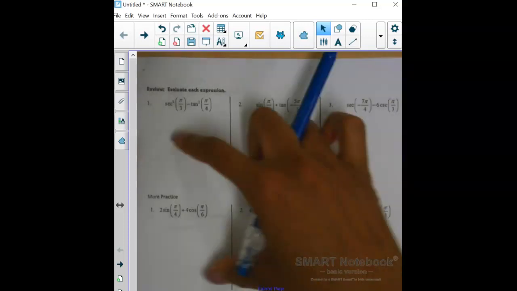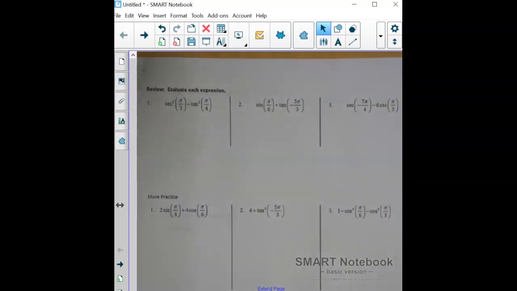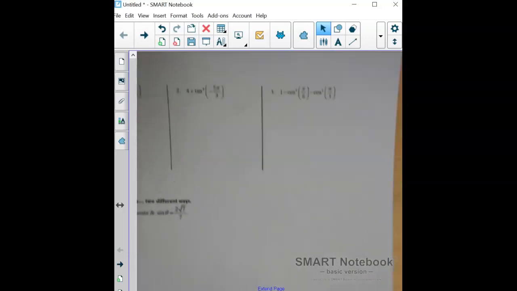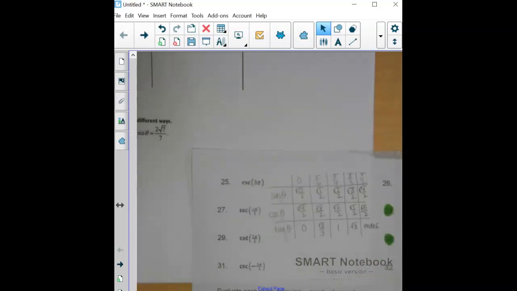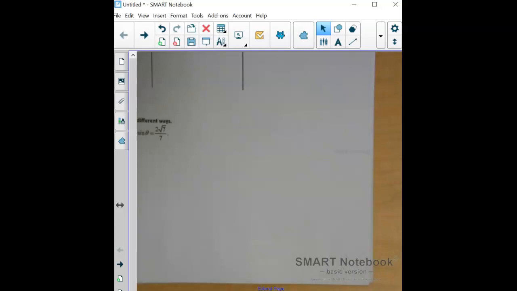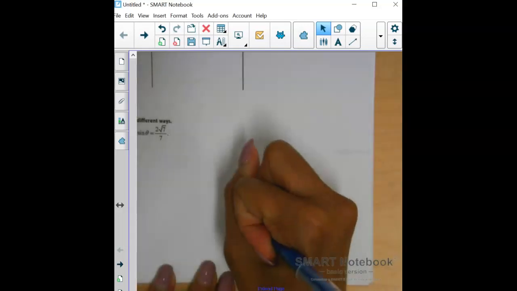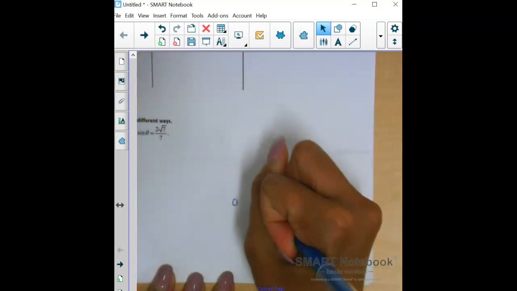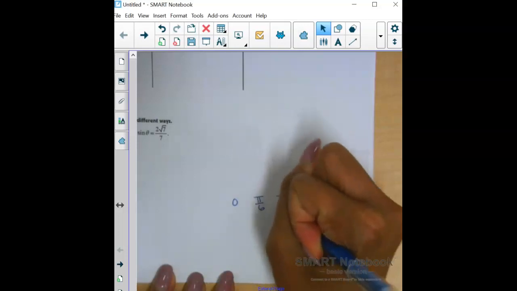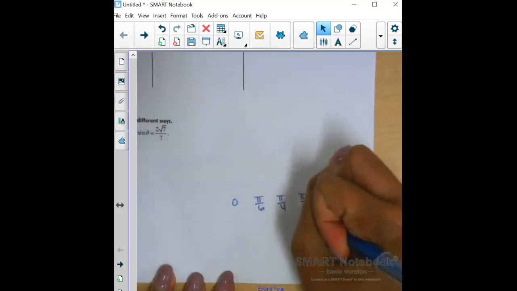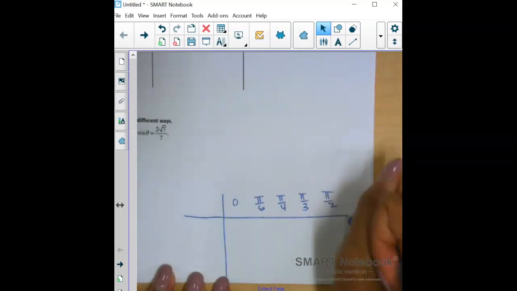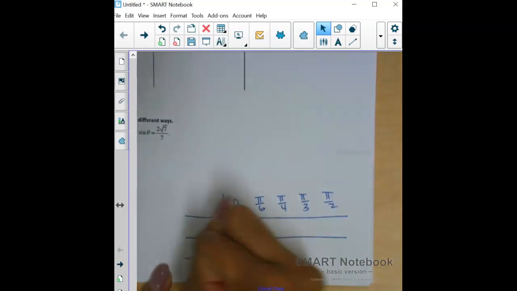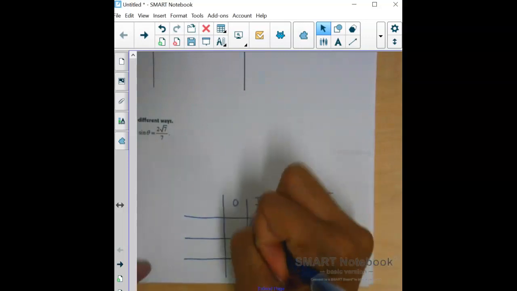Before I do any of these questions at the top, I'm going to rewrite my table. Hopefully you remember the table I'm talking about is your trig table. It looks like this. At the bottom we're going to write this out, including tangent. So 0, pi over 6, pi over 4, all the way to pi over 2. And we're going to write for sine, cosine, and tangent.